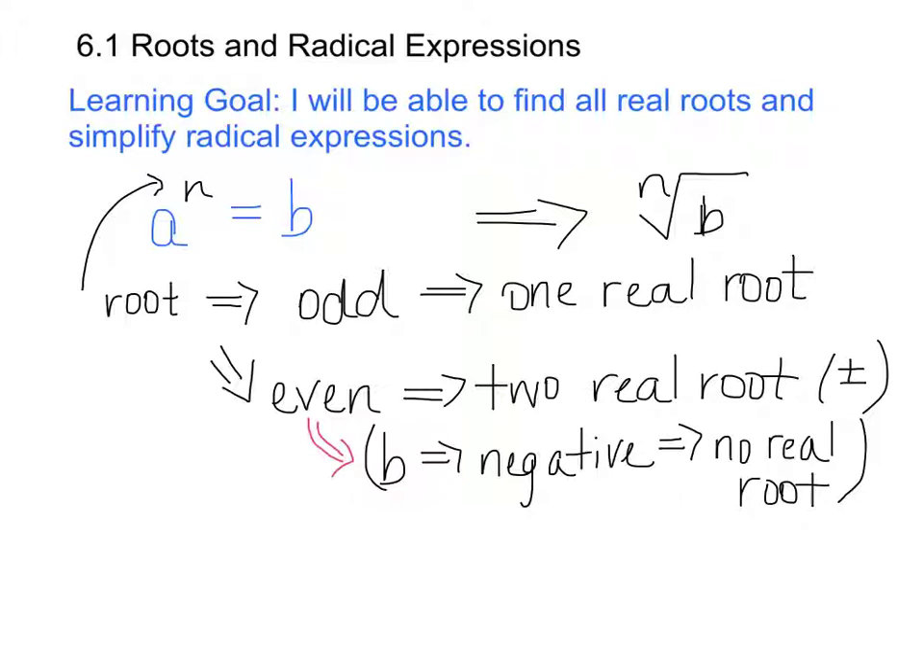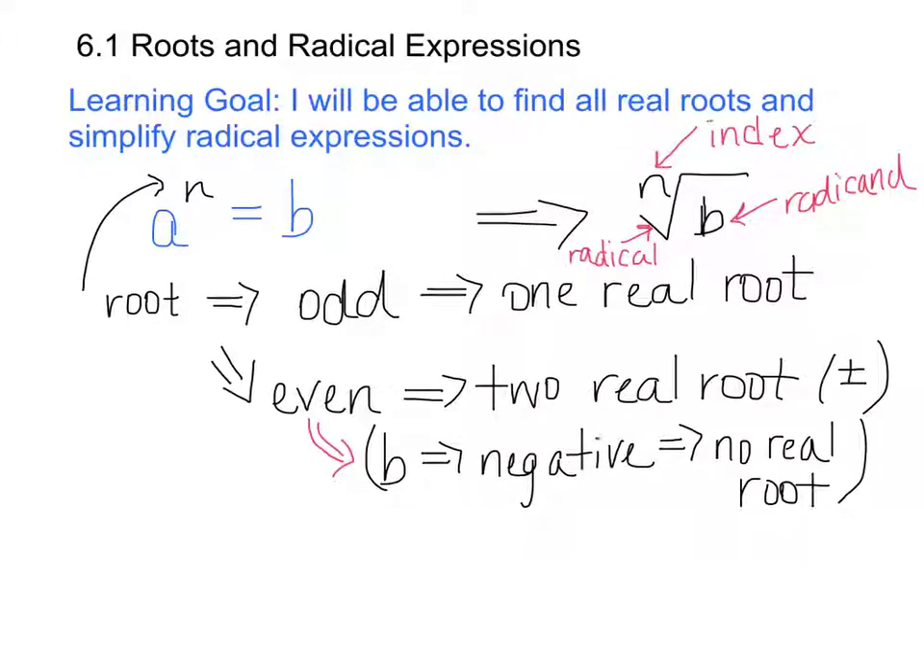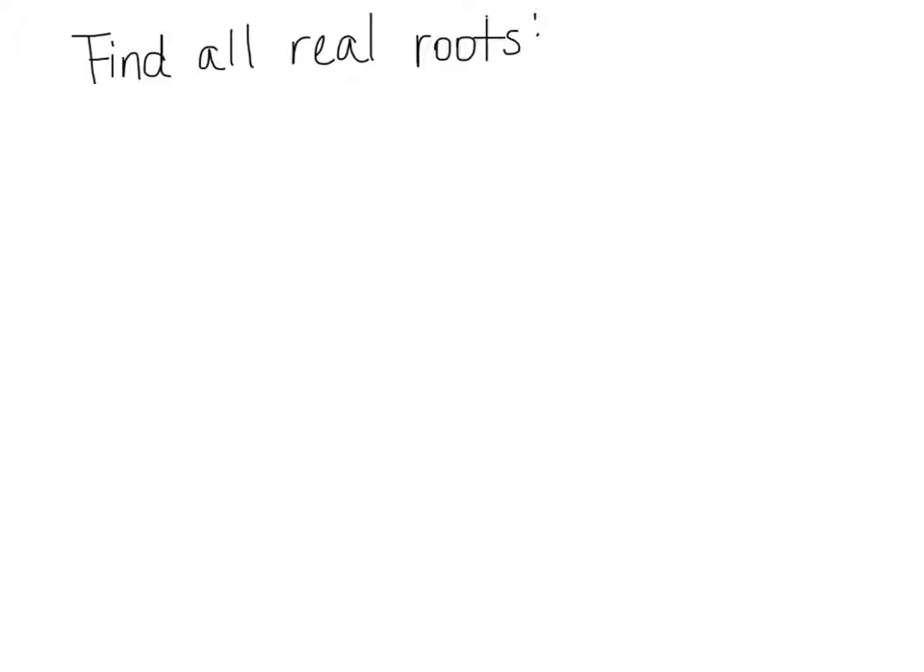And then n is also called the index. And the term under the square root is called the radicand. And of course, this is the radical. So we have index, radical, and radicand. Okay, so for the first example, we're going to find all the real roots.